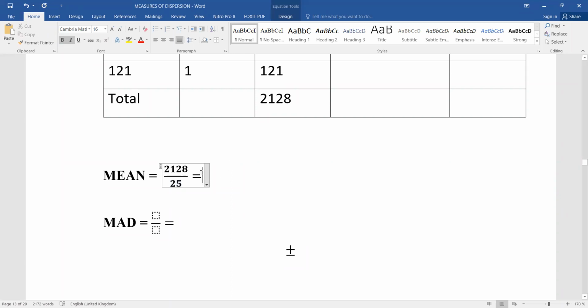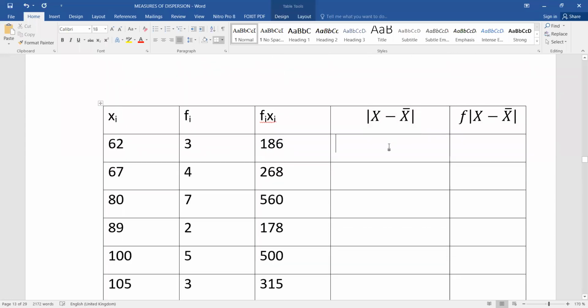So the mean is 85.12. Now, what does absolute mean? What absolute means is whatever difference we get, we shall make it positive.